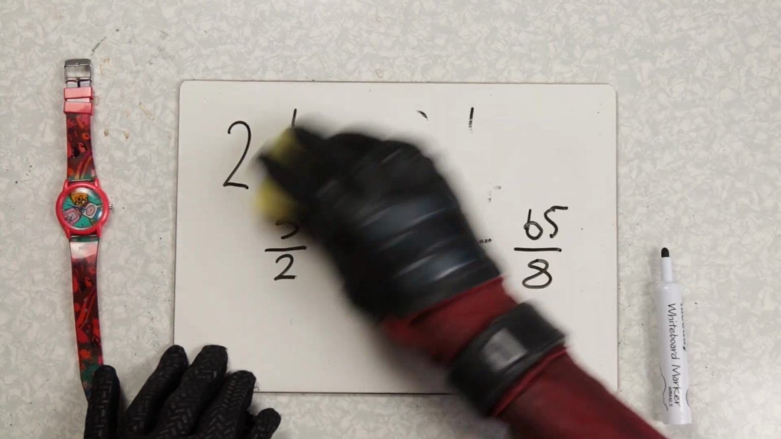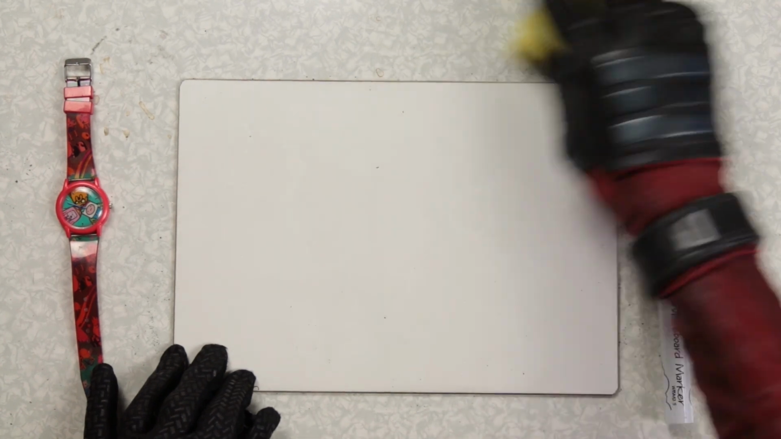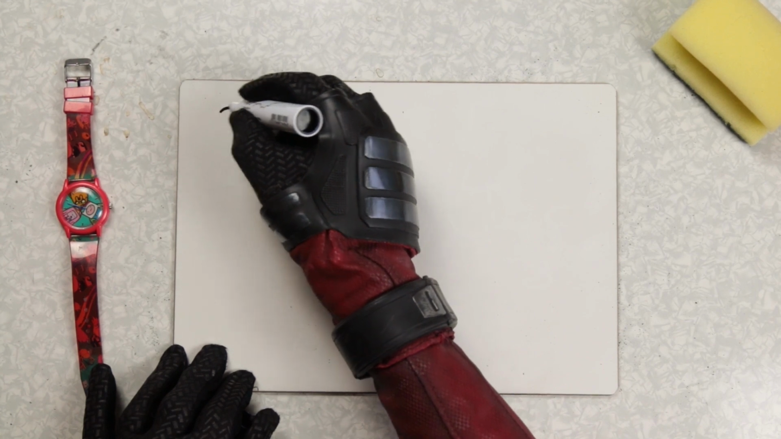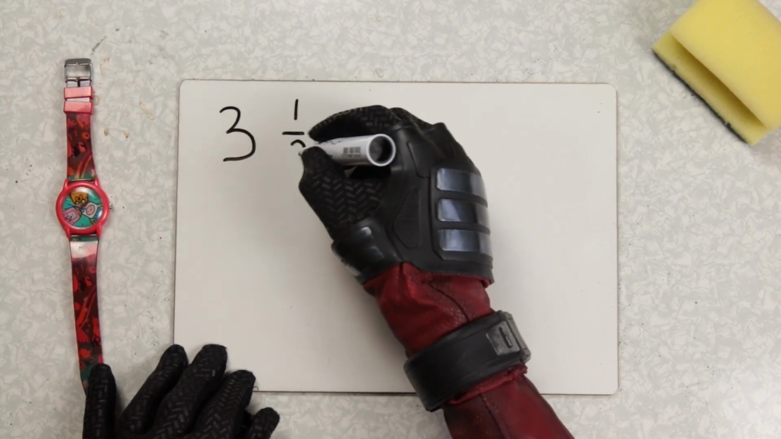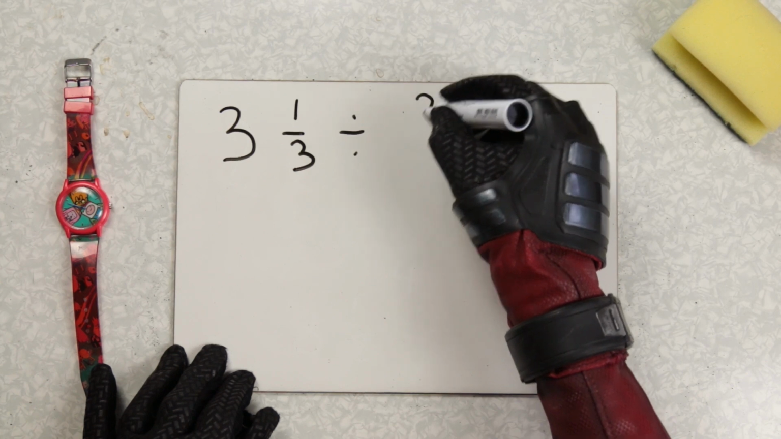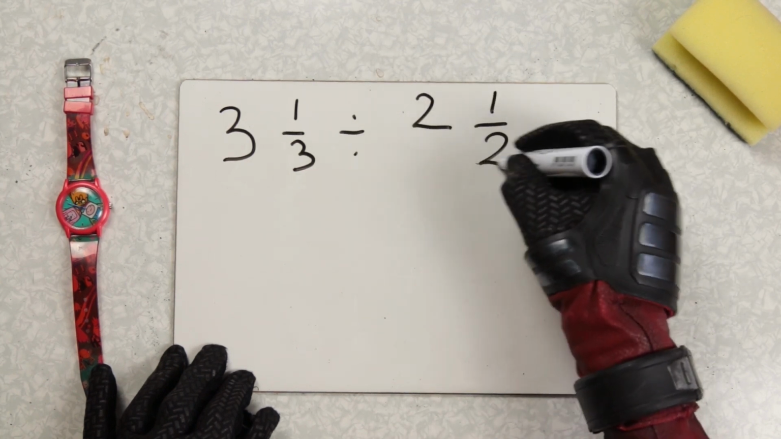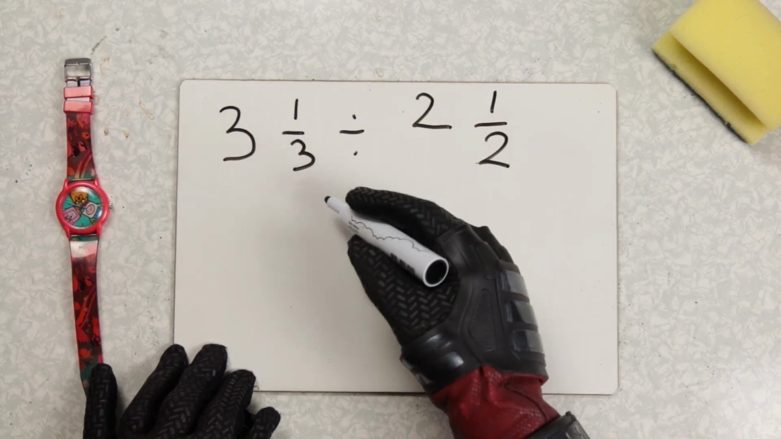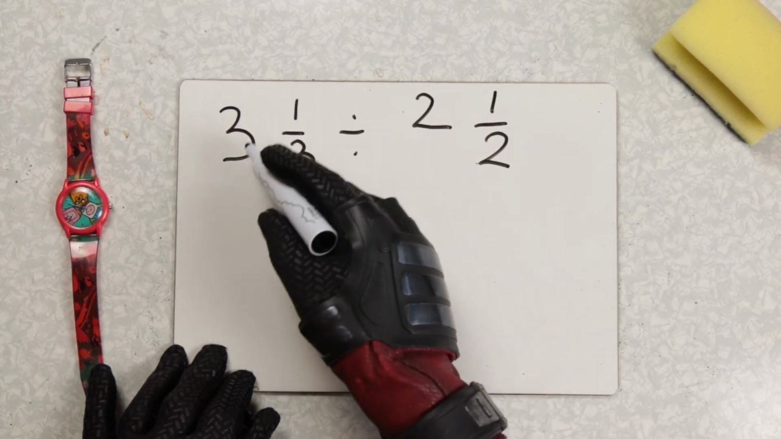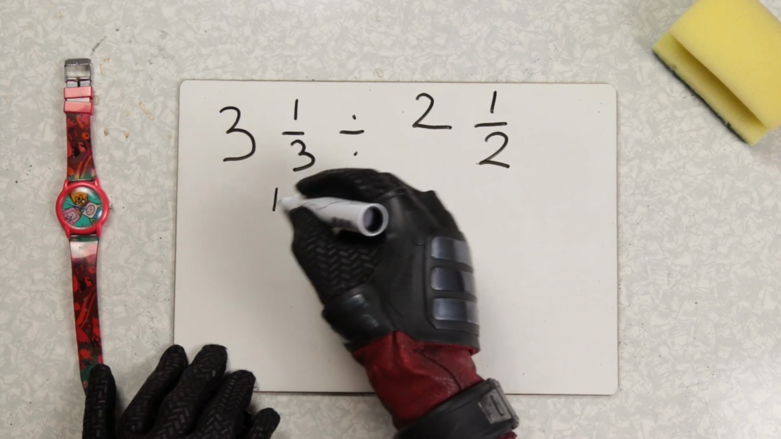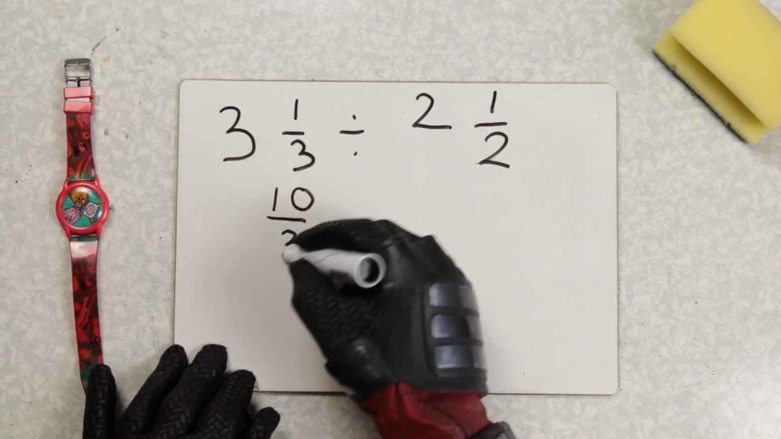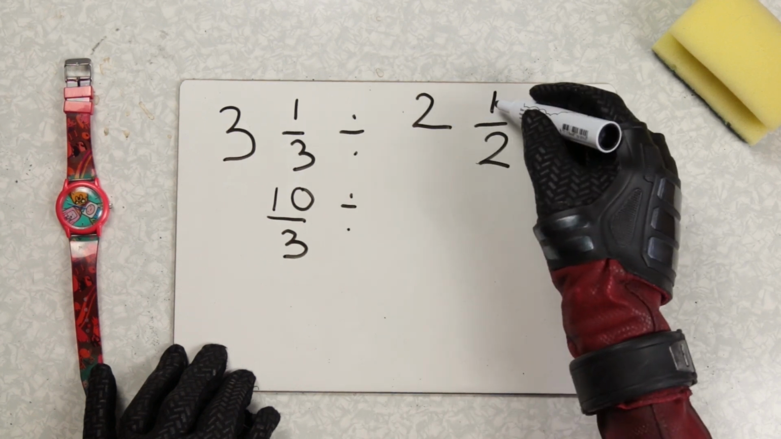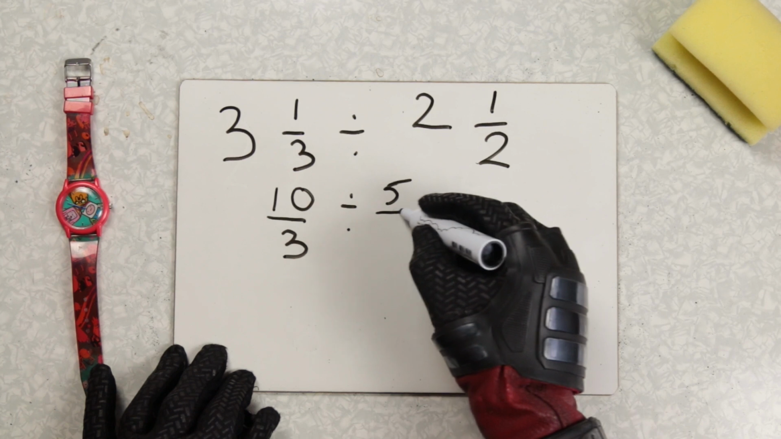Now, if we are dividing by fractions, mixed fractions, then it's one step further. Let's take the same one. Let's flip it around. Let's go 3 1/3 divided by 2 1/2. Okay, so first things first, convert these into improper fractions. 3 times 3 is 9, plus 1 is 10 over 3. Divided by, here we go, 2 multiplied by 2 is 4. Add the 1 is 5 over 2.